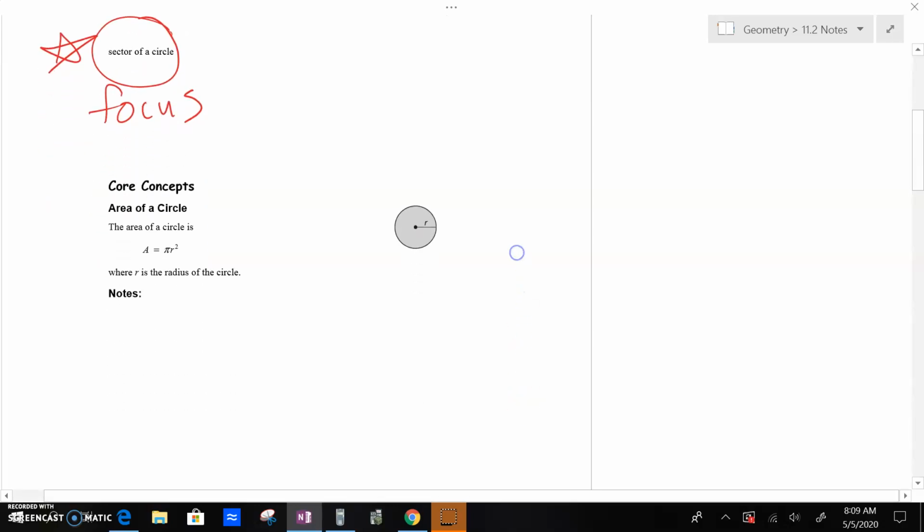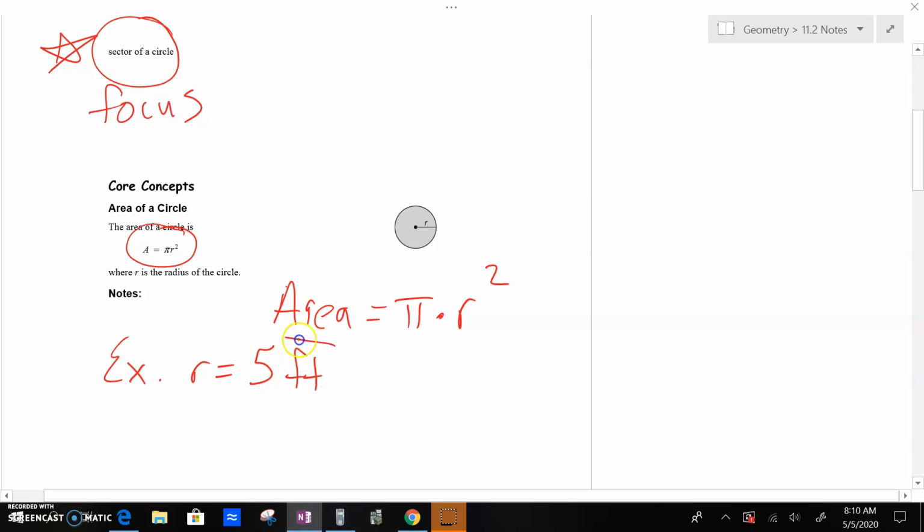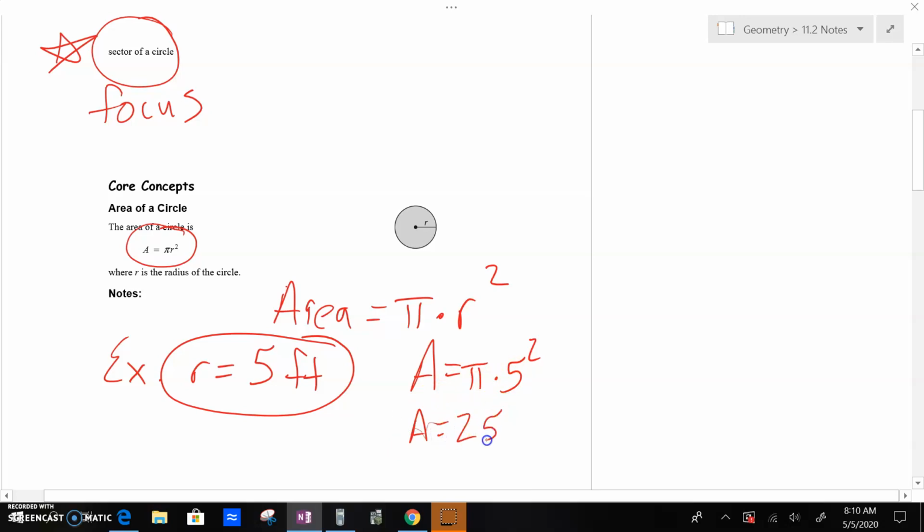So right here we've got area of a circle, and the area formula is pi r squared. So area of a circle equals pi times the radius squared. As an example, if we knew that the radius was 5, let's say 5 feet, then to find the area of that circle, we would say, okay, well, area is pi times 5 squared, and 5 squared is 5 times 5, so area is 25 pi.